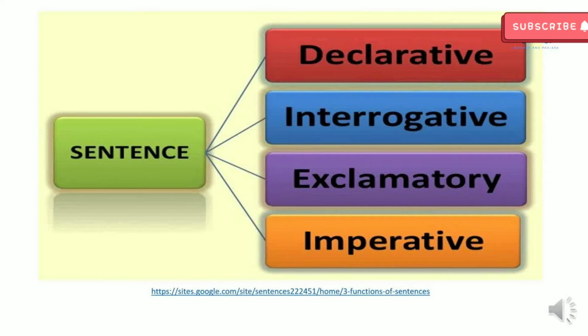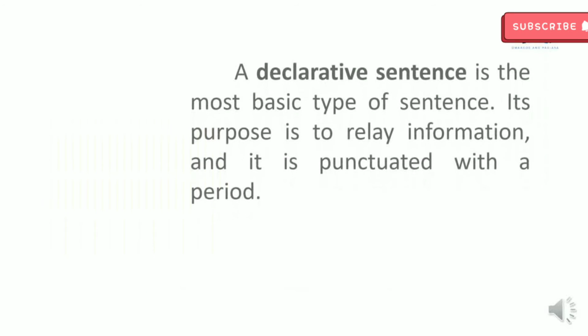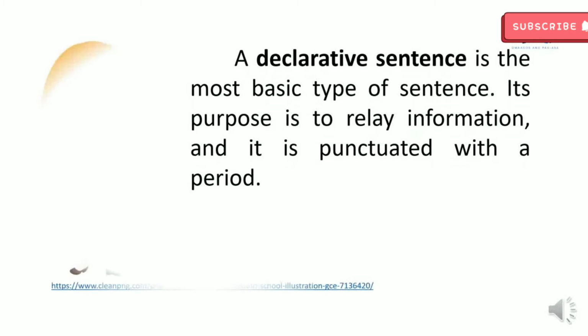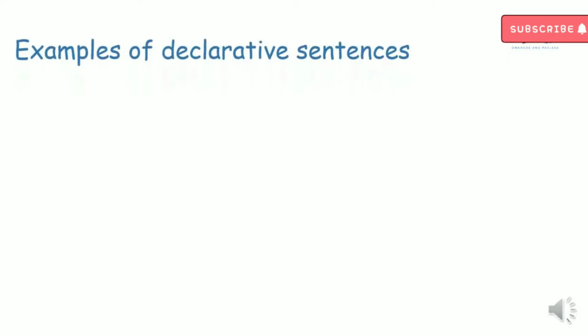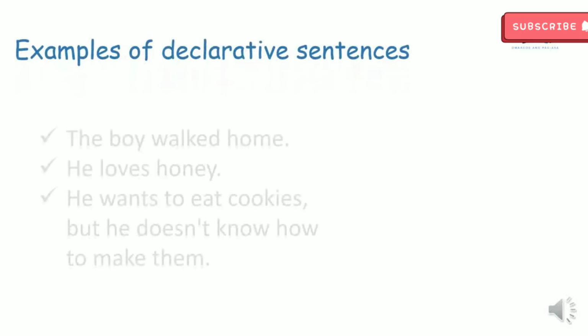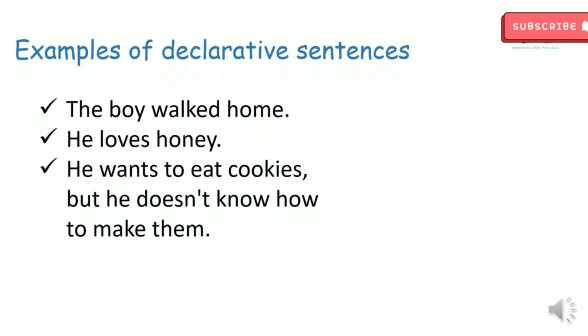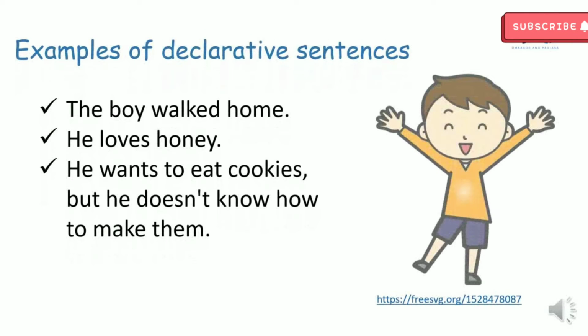A declarative sentence is the most basic type of sentence. Its purpose is to relay information, and it is punctuated with a period. Here are some examples of declarative sentences. The boy walked home. He loves honey. He wants to eat cookies, but he doesn't know how to make them.